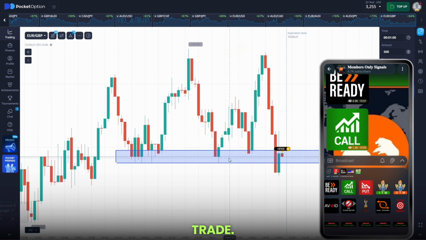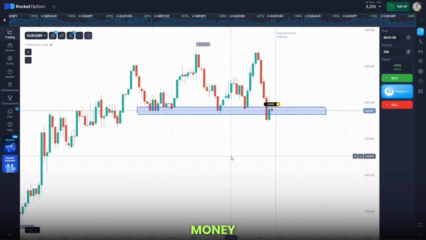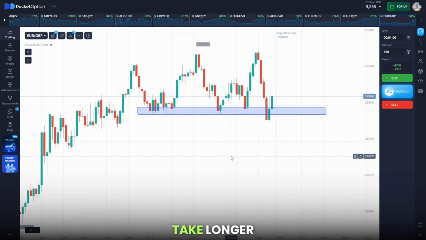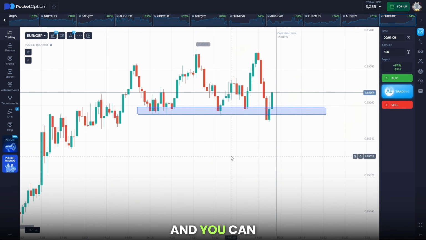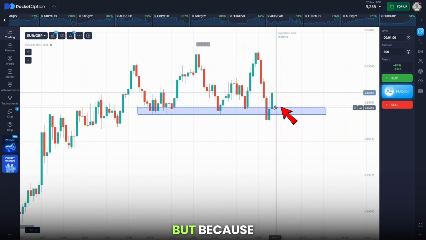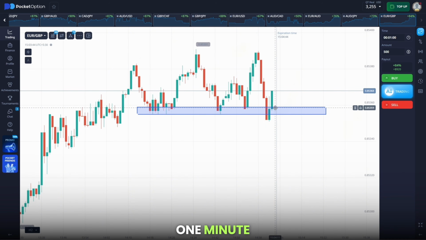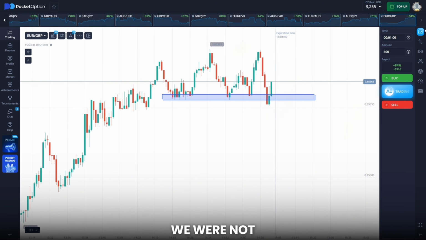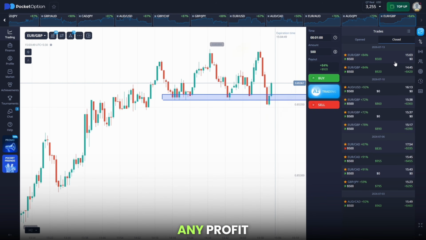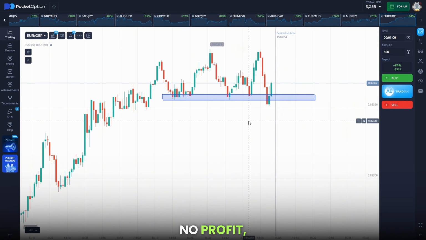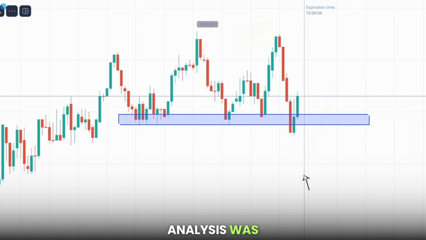Okay, this is a break-even trade. We did not make any money, neither did we lose any, so it's a refund trade. Let's wait for another setup, because according to me this was a good setup, but sometimes price can take longer to reverse, and you can see that the price is now reversing, but because we are trading with 1 minute fixed expiry, we were not able to make any profit out of it, although our analysis was correct. So it's a refund trade, no profit, no loss, but our analysis was perfect.